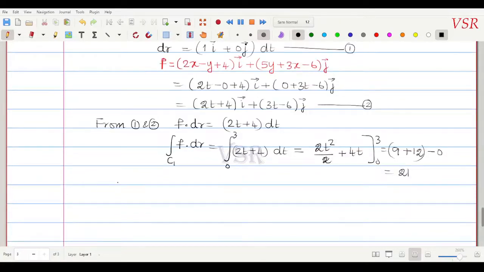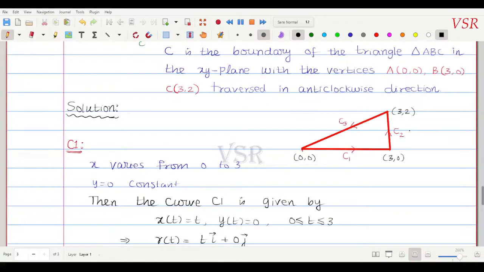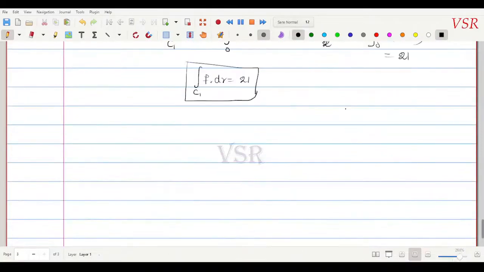Okay, now let me keep this separate. So the integral over C1 of F dot dr is equal to 21. I have calculated this first. We have C1, C2 and C3. Now I am going to calculate for C2. Now we are going for C2. So this is C2.